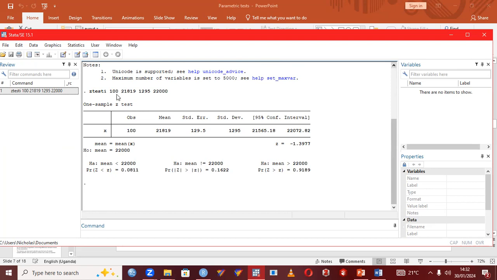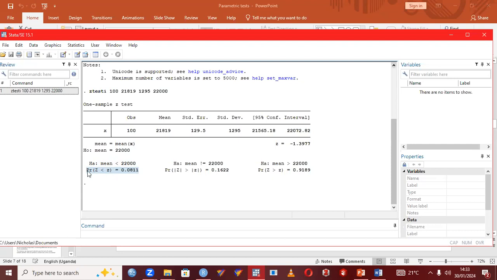So they're telling us that it's a one sample Z test with observations, which is 100. This is its mean, standard deviation, confidence interval, etc. We're looking at our null hypothesis that the mean is equal to 22,000. That's our null. The alternative is that the mean is less than 22,000. So now we are going to use this p-value to either reject or not reject. Is that okay?